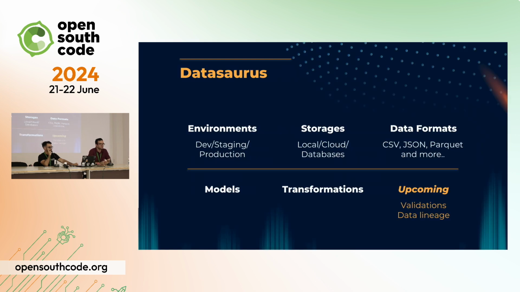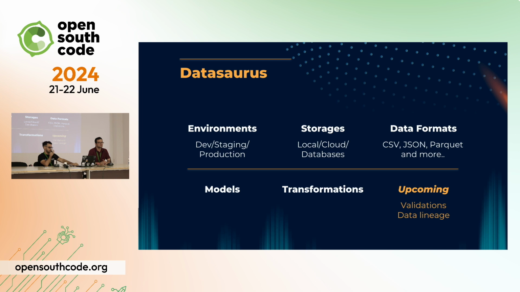What we have done so far for Datasaurus. The first thing are the environments. So when we work with data, as I told you, we need to have transformations on the data that we have. So like every development life cycle follows, we have environments with different stages of data. Development, staging, production, however you want to name them.